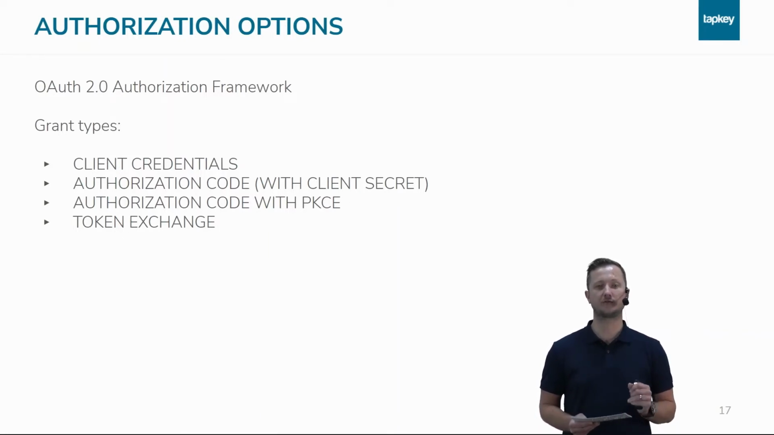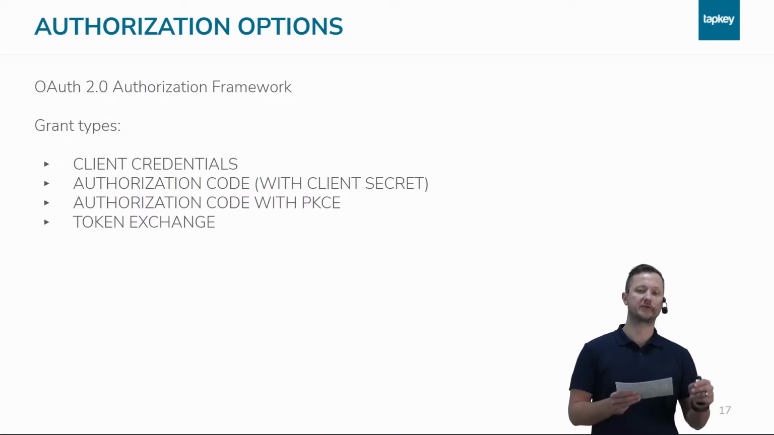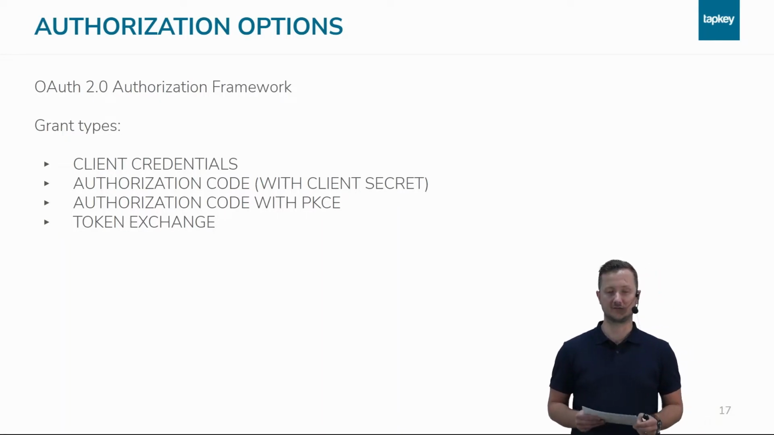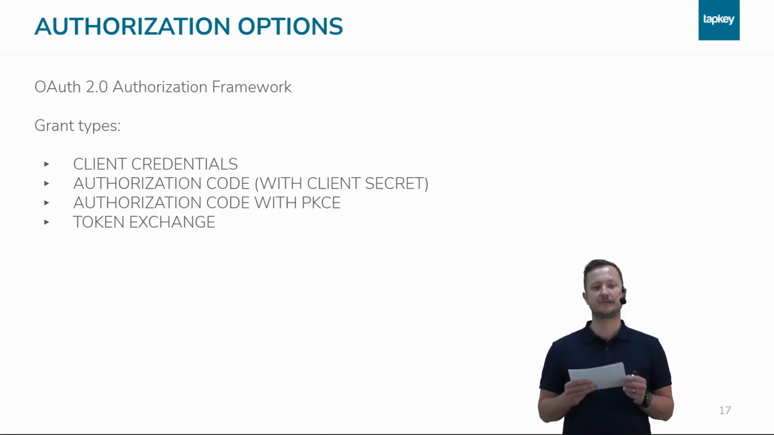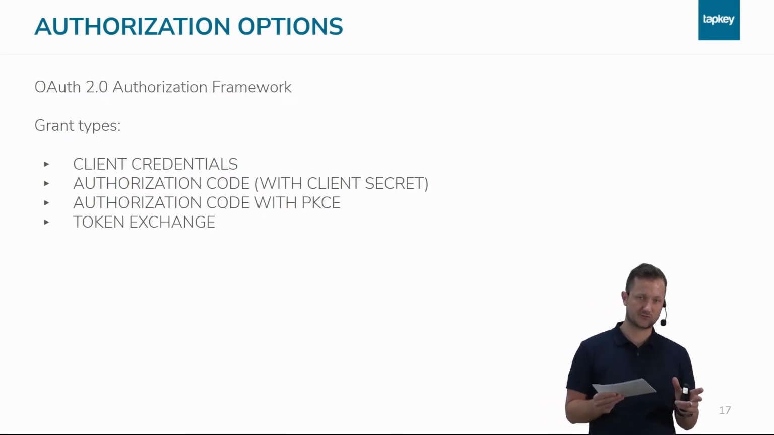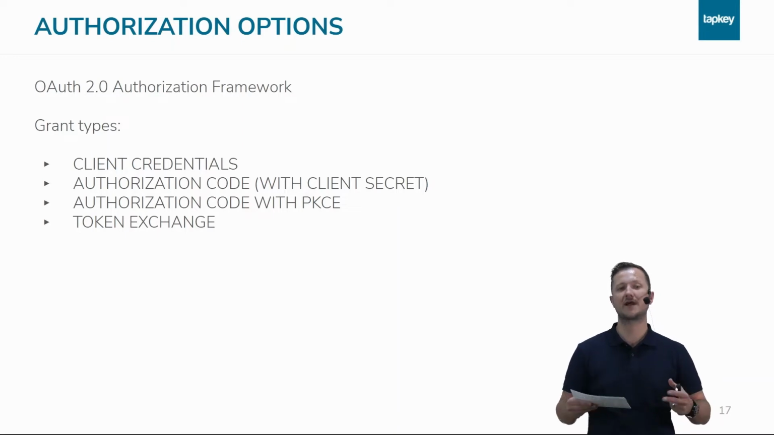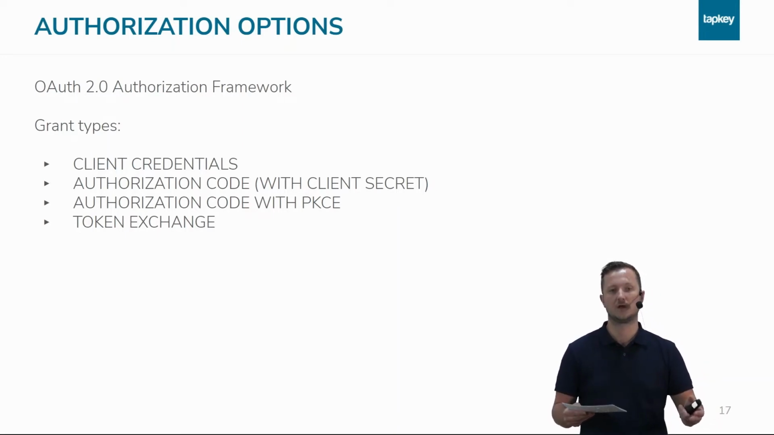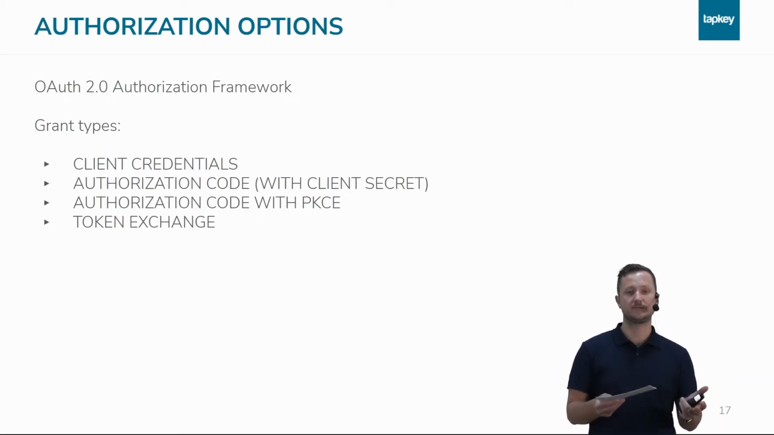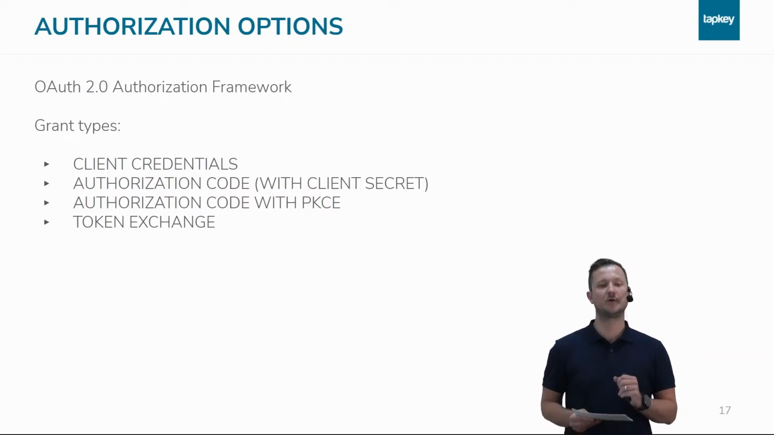Tapkey acts as an OAuth 2 compliant partner and supports 4 main grant types. It is recommended to familiarize yourself with this framework to understand the concept. As a first step, to start the integration, you need to register an OAuth client, basically your application within Tapkey. In the integrator portal that will be shown later, you will create a new OAuth client and select a grant type that you want to use.